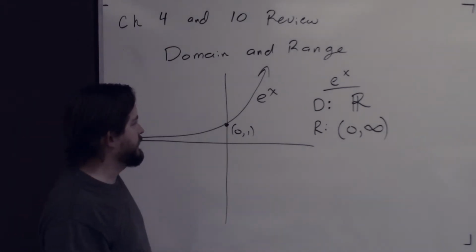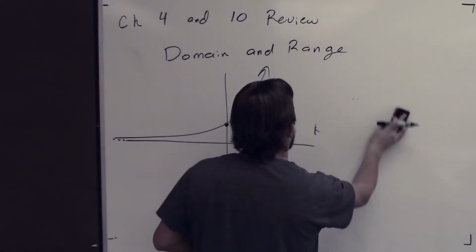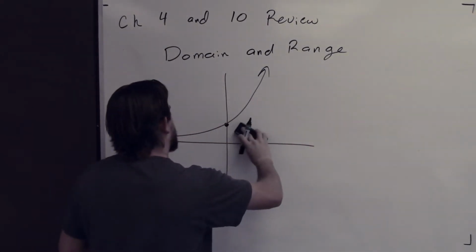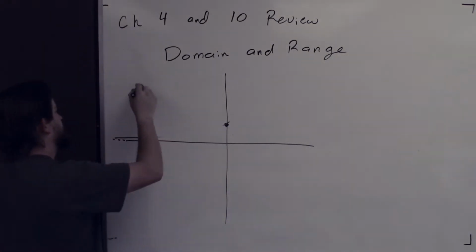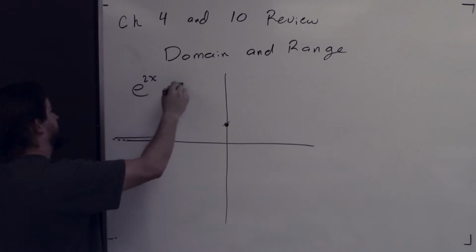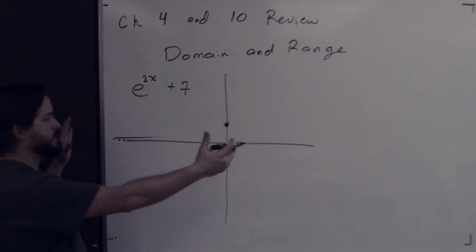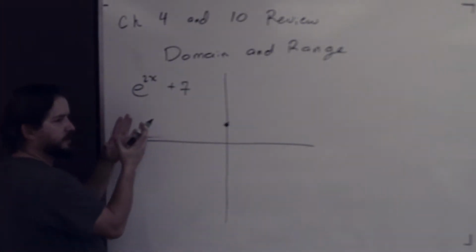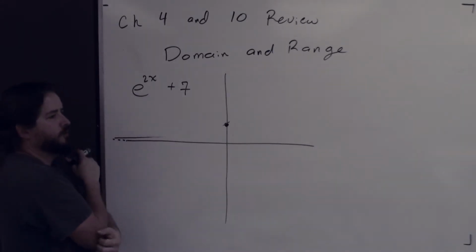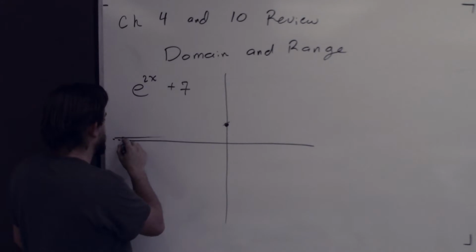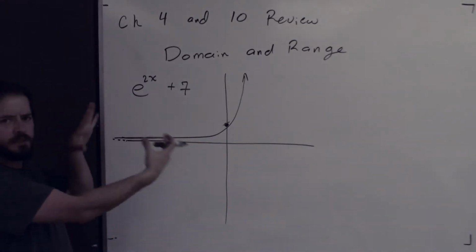The other function was e to the 2x plus 7, right? So let's think about what e to the 2x plus 7 does. Well, if I multiply this number up here by 2, what that really is doing is just shrinking my exponential in the x direction. It's a shrink by a factor of 1/2. And so really all that does is kind of cram it in, shrinks it this way.